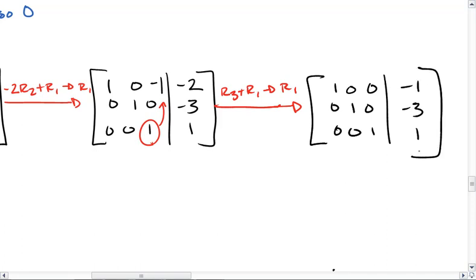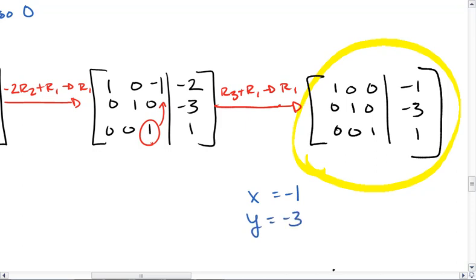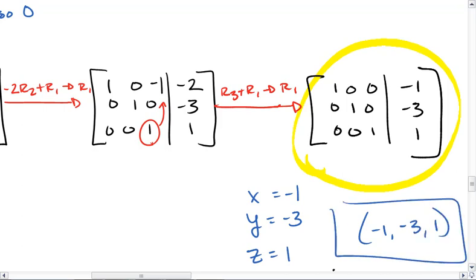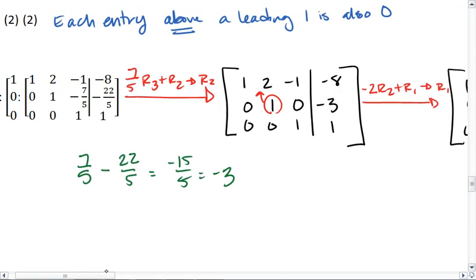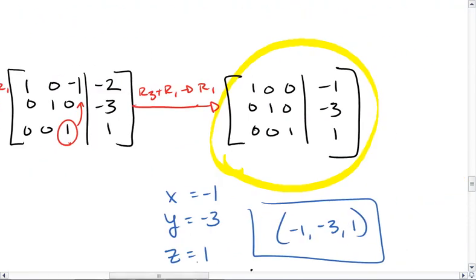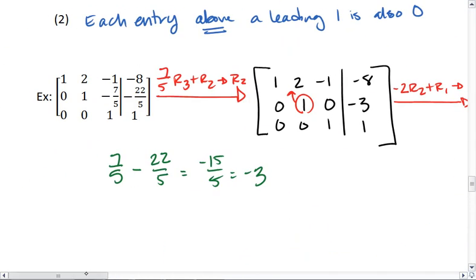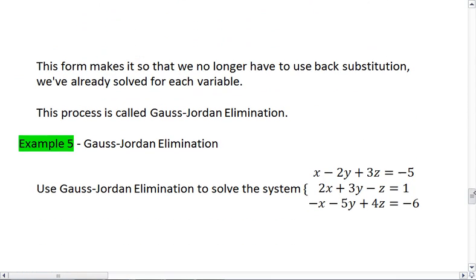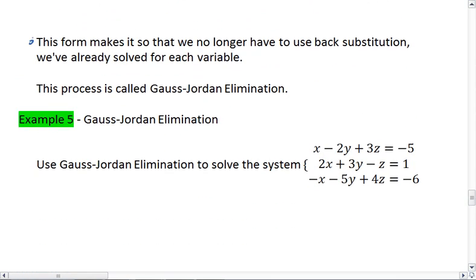There it is. The wonderful thing about reduced row echelon form is I can just simply look at my matrix and see that x equals negative 1, y equals negative 3, and z equals 1. Thus my solution is negative 1, negative 3, and 1. A little bit of a long process, but worth it when we can come up with this solution. And as I mentioned, this form makes it easy so that we no longer have to do back substitution. We've already solved for each variable.